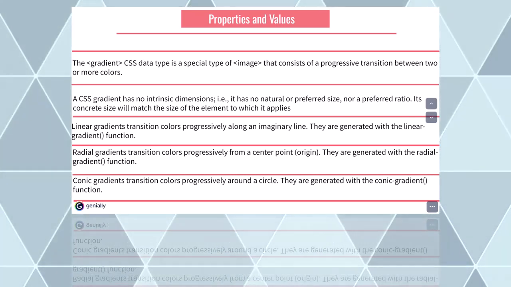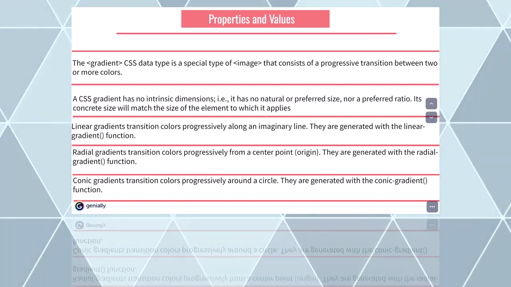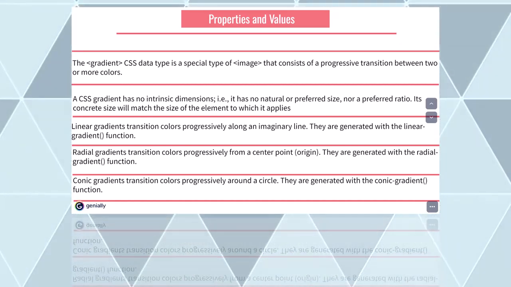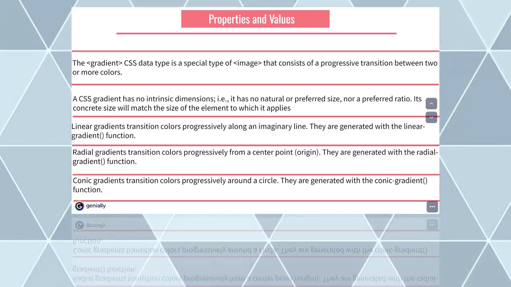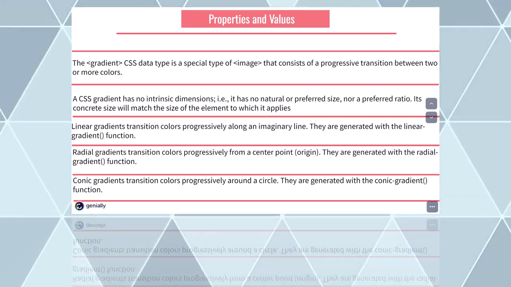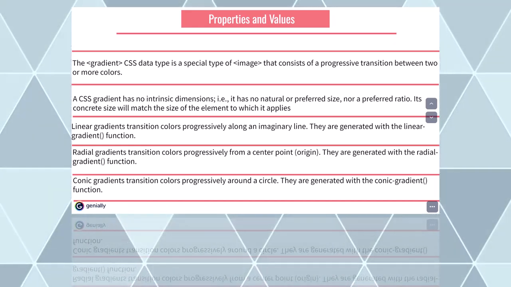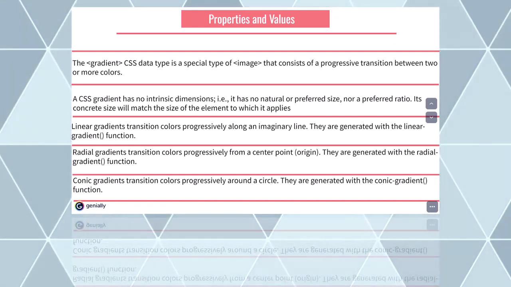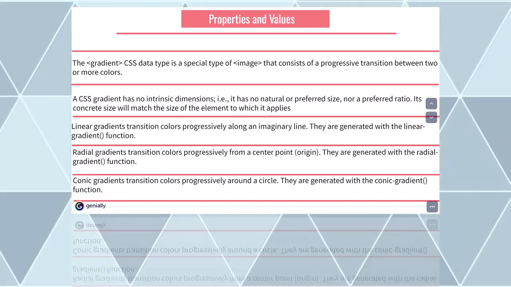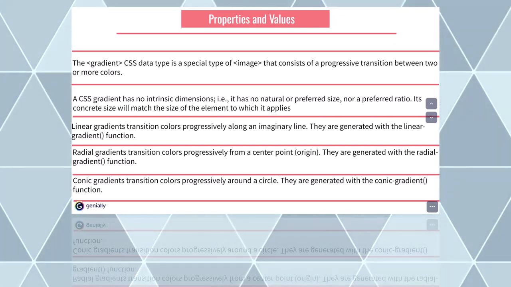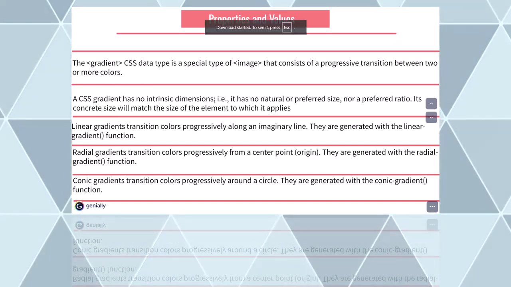Linear gradient. Linear gradients transition colors progressively along an imaginary line. They are generated with the linear gradient function. I think there's a helper tool. Let me just look for it. There's a helper tool that can assist with gradients. Just give me a few seconds. I'm going to share that with you so that you can play. You can use it for gradients instead of writing everything down by yourself.